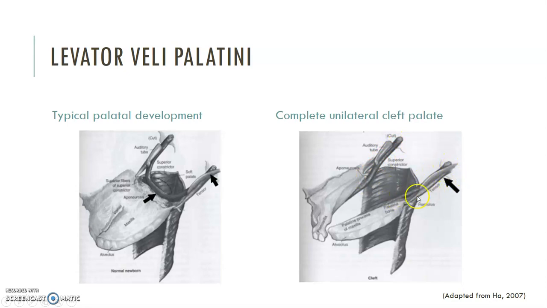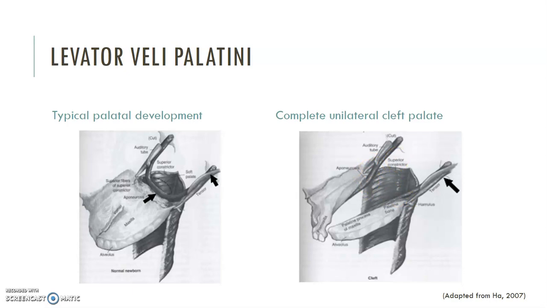You can also see in this picture they highlight the tensor veli palatini, and so we have it here on this side, and it's going to be there again on this side, but they're not closed together to create that sling that's going to help lift and close the velum and provide that portion of the velopharyngeal closure. So this is before there's any repair.